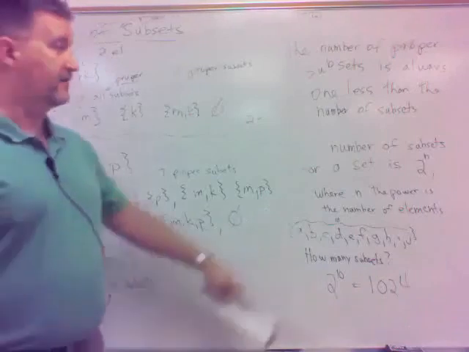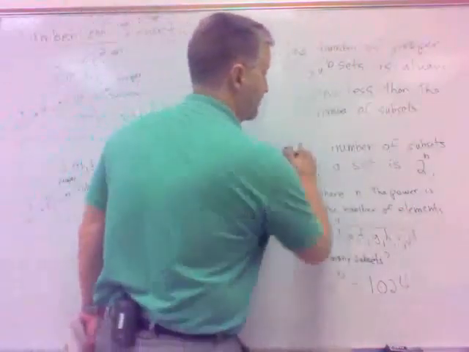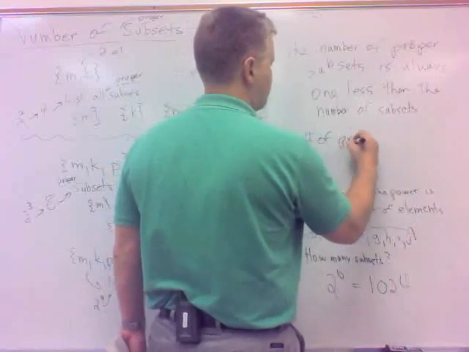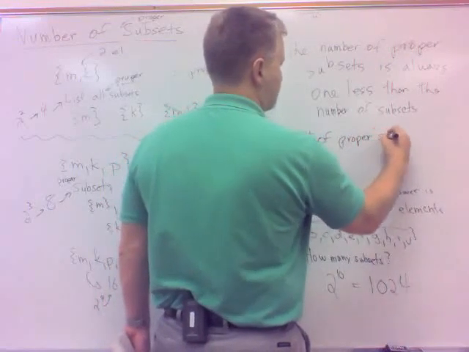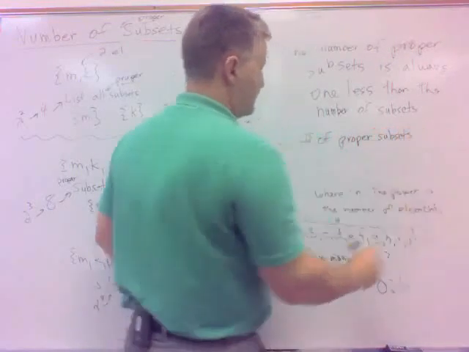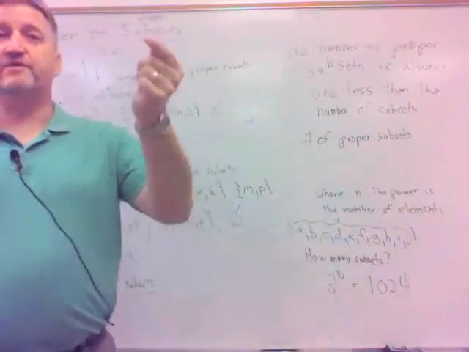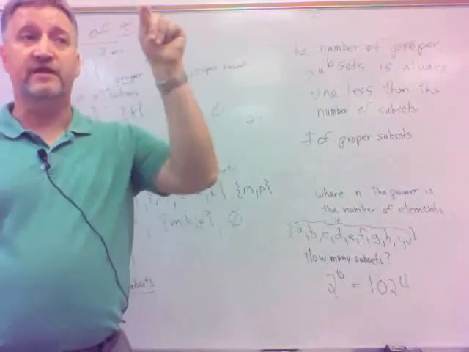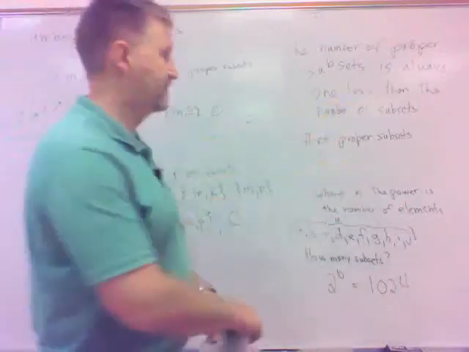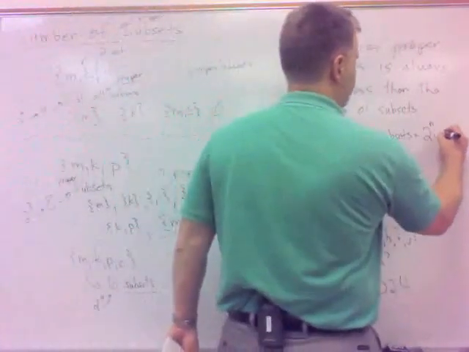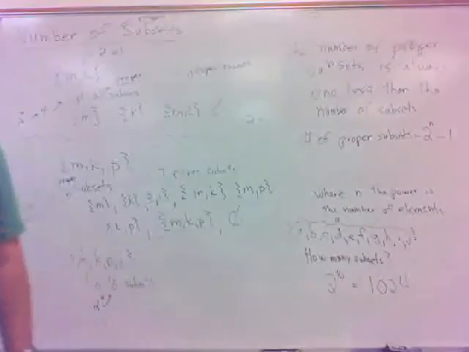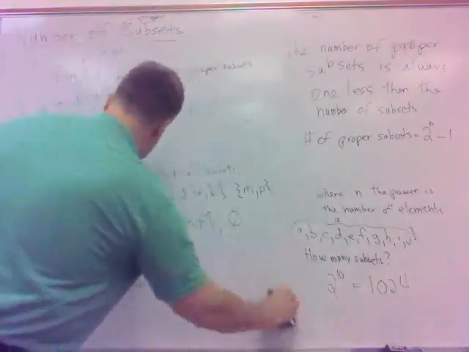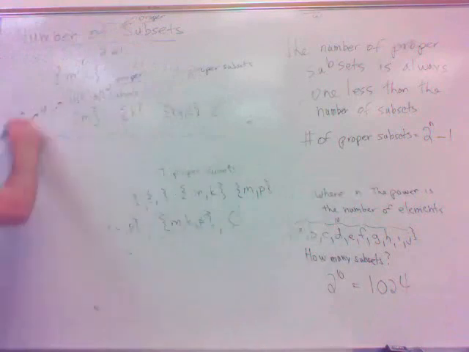Or if we wanted to write it as a little formula here, the number of subsets is 2 to the n, so the number of proper subsets would be 2 to the n minus 1. If you want to use a formula. Right? Make sense? All right, so let's do this.